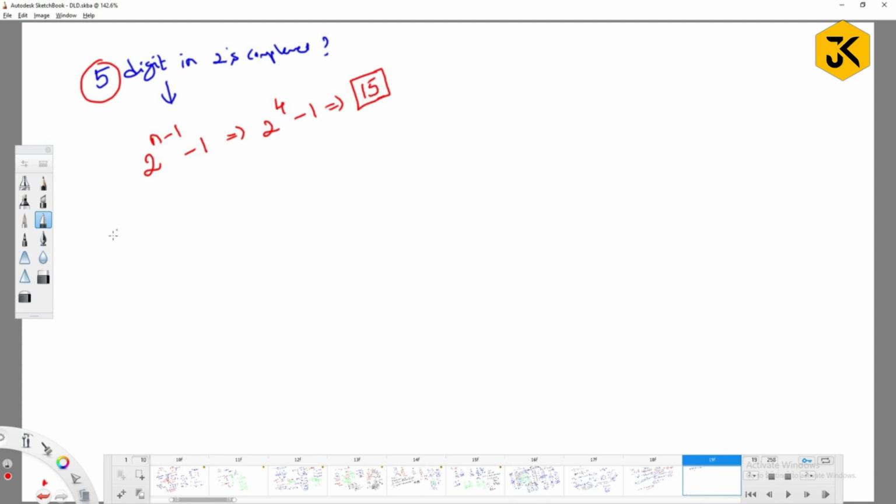Right? For example, I am going to have minus 16 base 10 in 2's complement representation. In 2's complement representation, can we represent it with 4 bits?